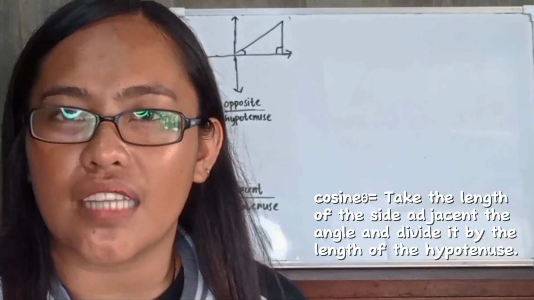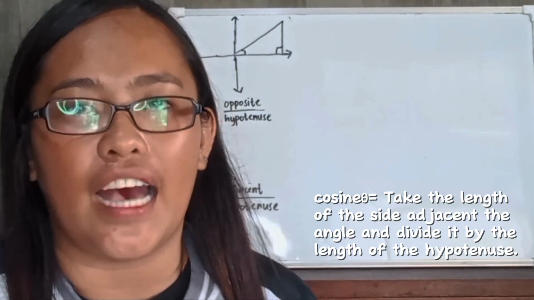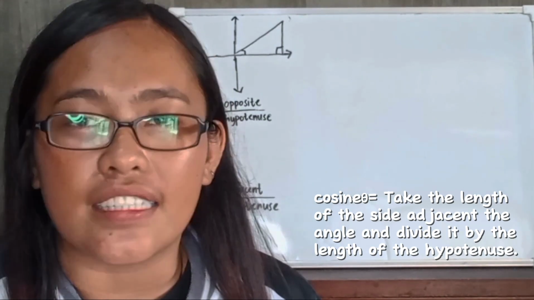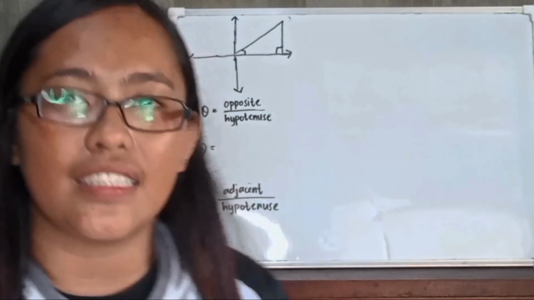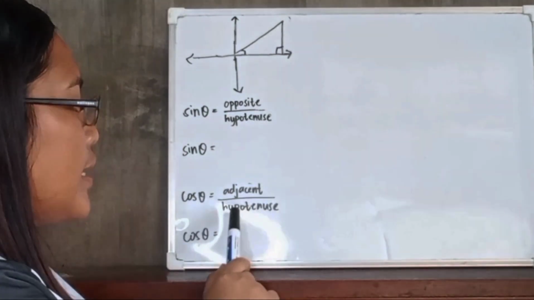Similarly, when we talk about the cosine of an angle, it's like saying take the length of the side adjacent to the angle and divide it by the length of the hypotenuse. Just like here, cosine theta is equal to adjacent over hypotenuse.